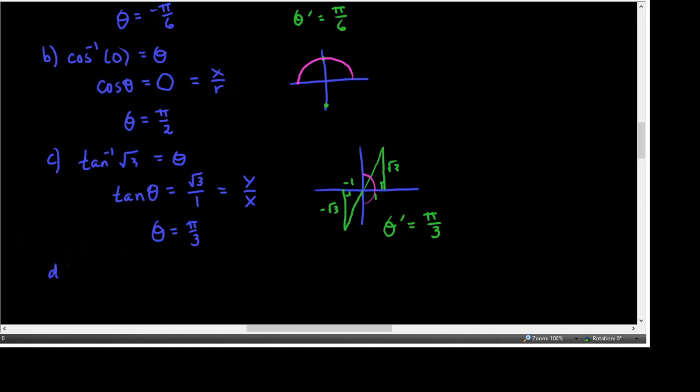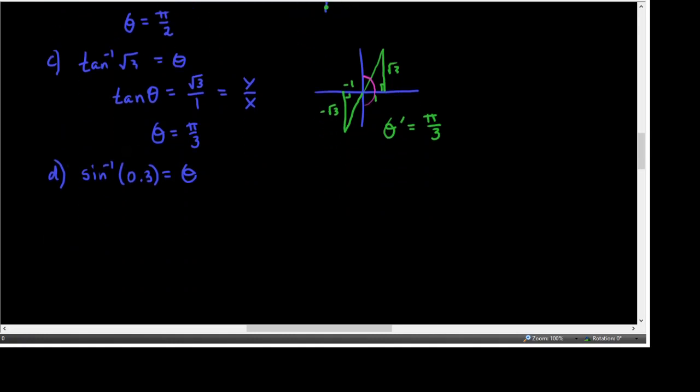Part D, arcsine of 0.3 equals some number theta, which means that the sine of theta is 0.3, which I'm going to write as 3/10. So we get an answer of 3/10.